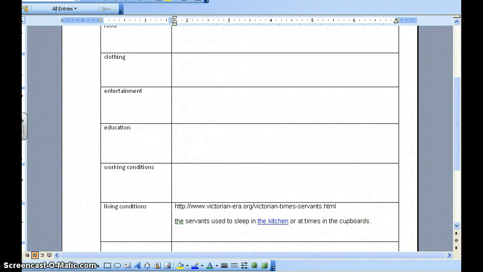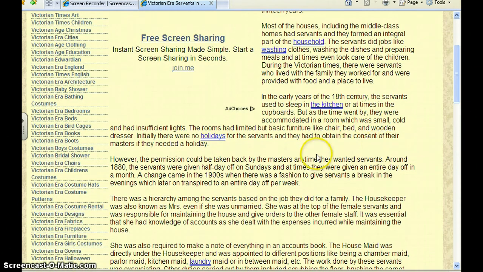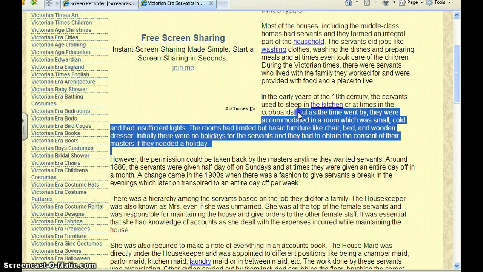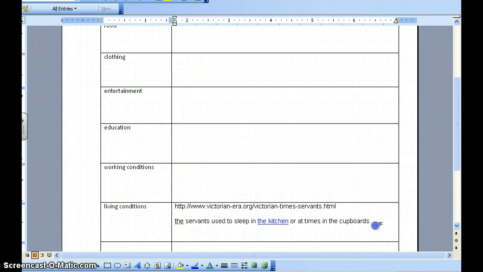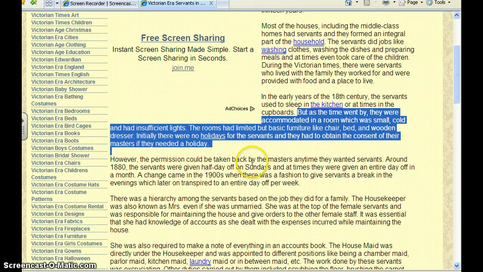So I'm going to go back there and just keep reading through there and finding anything else that I think is important. And actually, probably all of this would fit there. It's talking about what their quarters might look like, what they did for holidays.